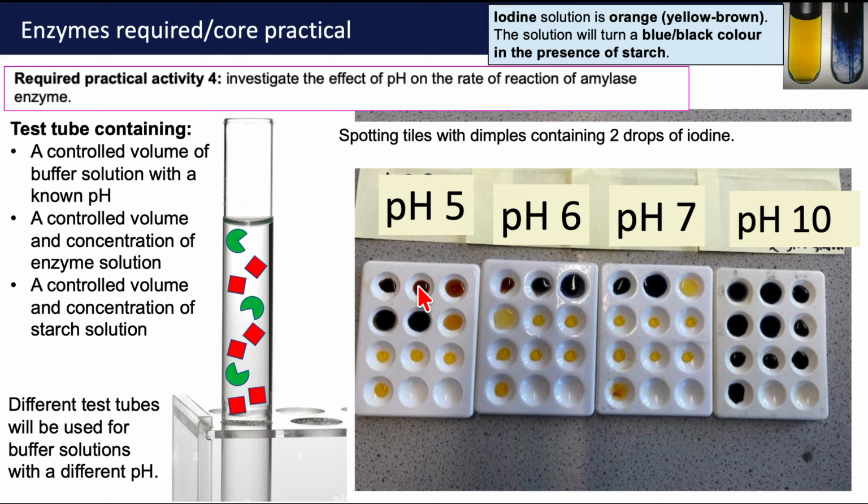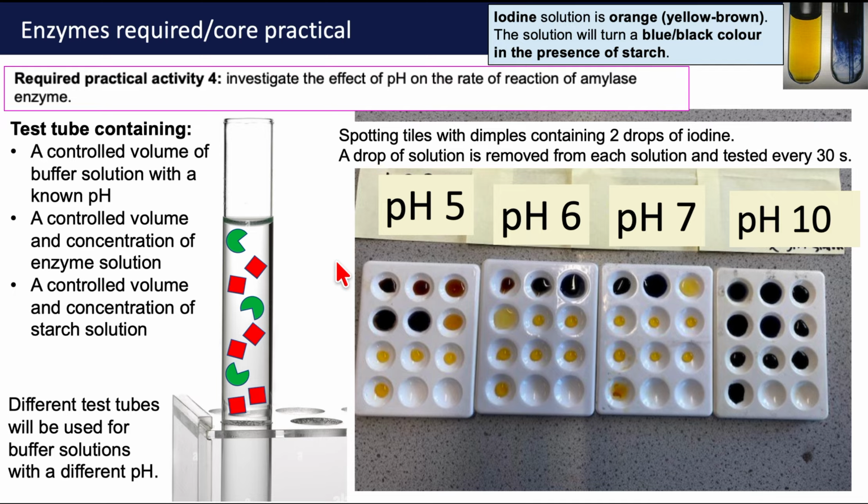I'd add my few drops of iodine to those dimples, as I mentioned previously, and all of these would be orange to begin with. Now, at the very start, to test for the presence of starch, I'd remove a drop from the solution in my test tube and add it to my iodine, and I'd expect the iodine to go black to prove that starch is present. And I'd expect that at the beginning because the enzymes haven't had time to start breaking down the starch.